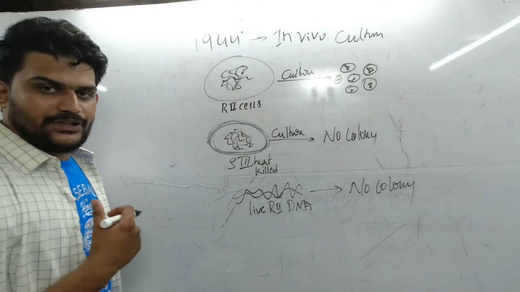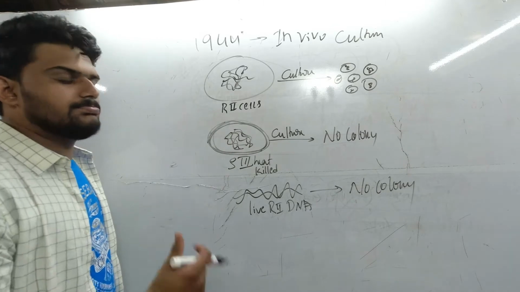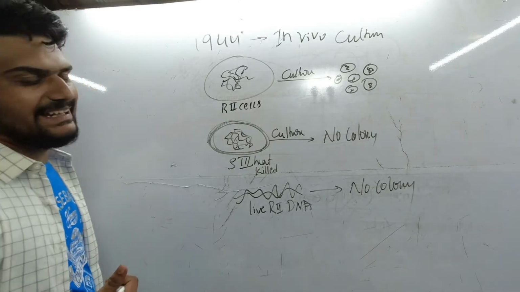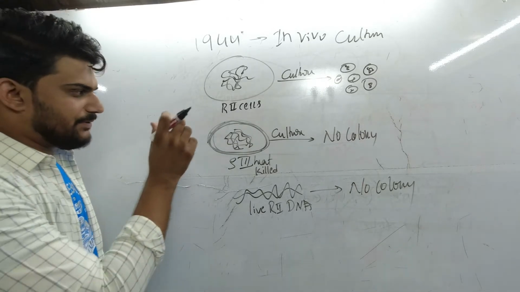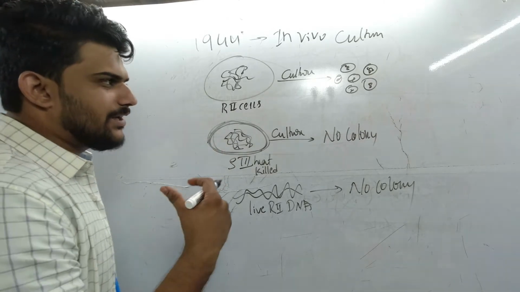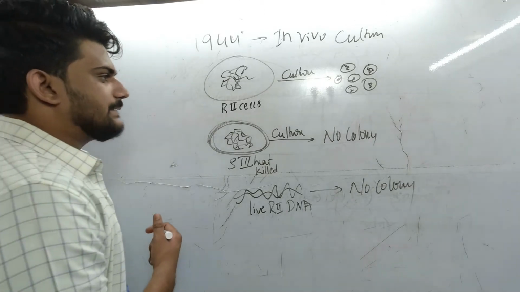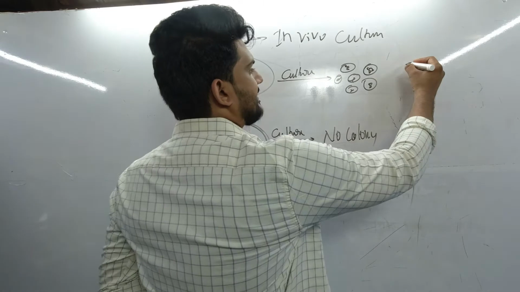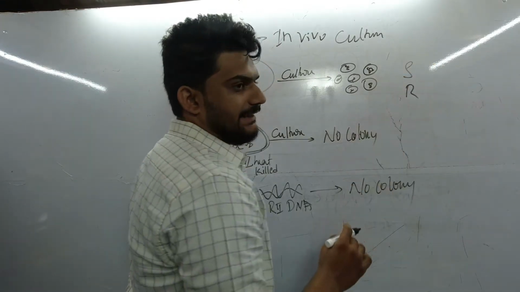They started these experiments, proving that DNA has a transforming character. Before going into this experiment, I want to tell you a little more about the Streptococcus pneumoniae bacteria. The bacteria has two strains, S and R, that is smooth and rough.